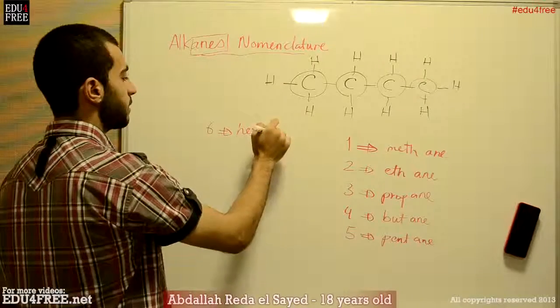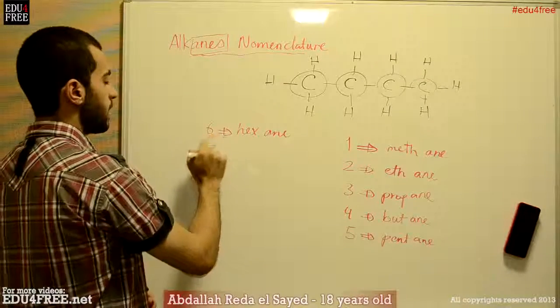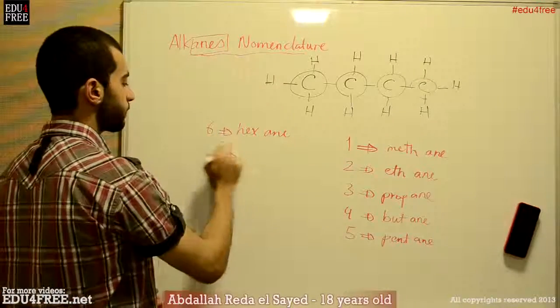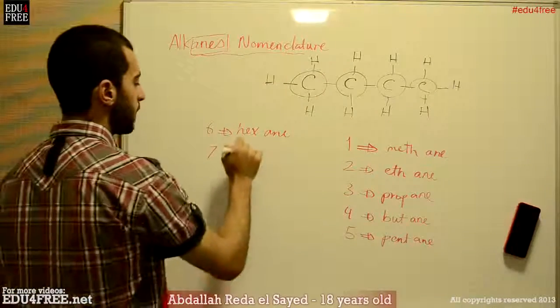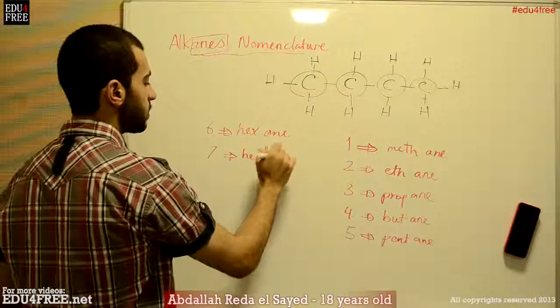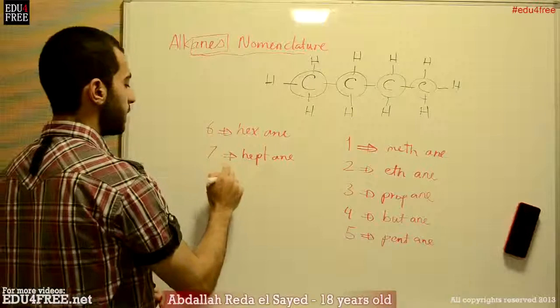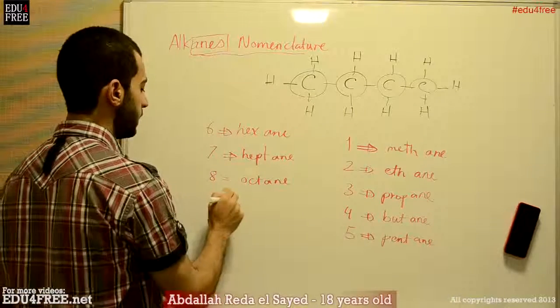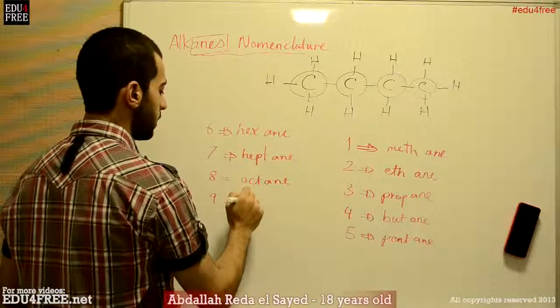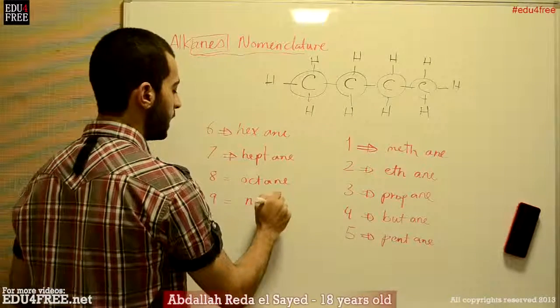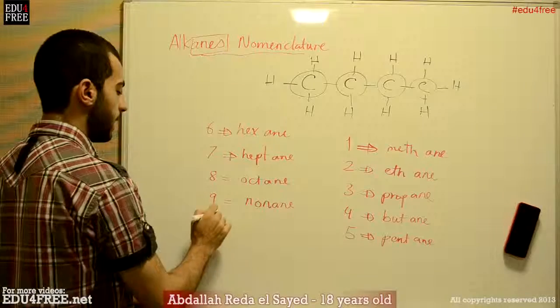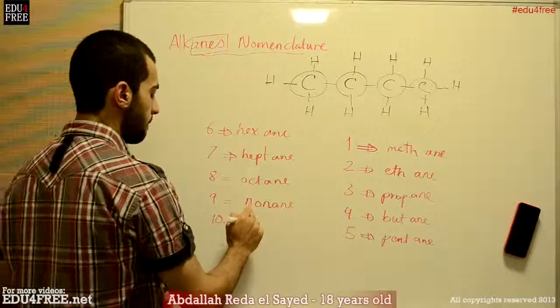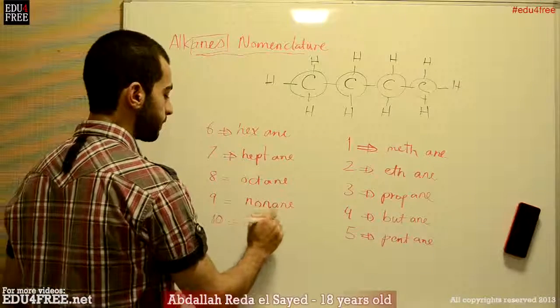Then 6 is hexane. 7 is hept, so heptane. 8 is octane. 9 is nonane, and finally 10 is decane.